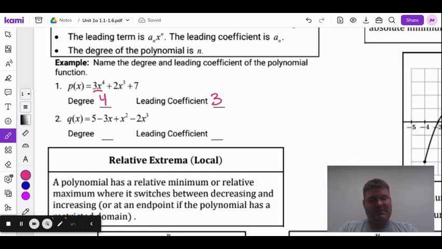Now, is it always the first term? No, it could be the last term. It could be a middle term. For the next one here, what is the degree of q of x? Oh, very good. You got 3. It's in the back here. If you notice, I'm boxing that minus sign in front of it. The leading coefficient is not 2, but it's a sign associated with that, so it's going to be negative 2. All right. Nothing new. Let's get to some newer stuff here.